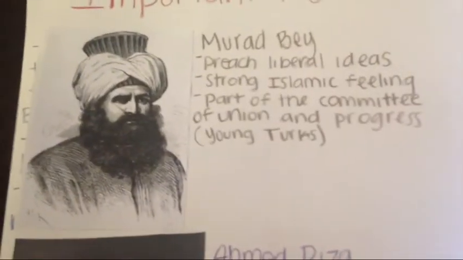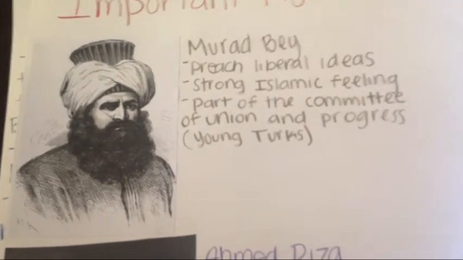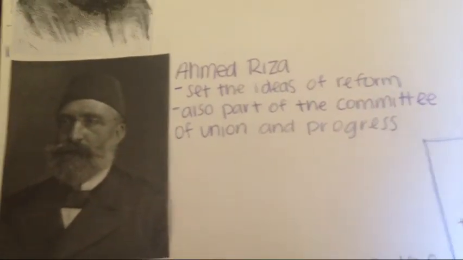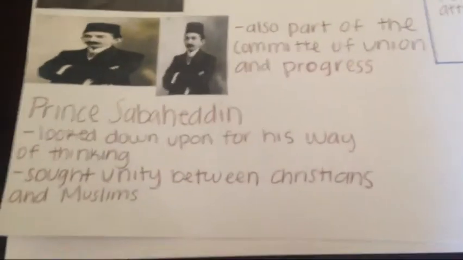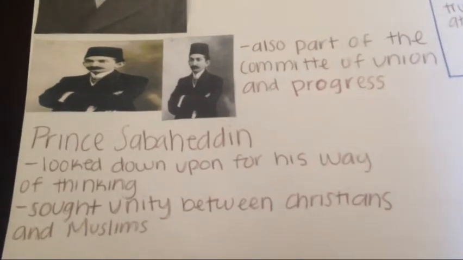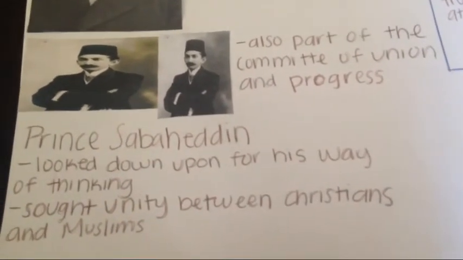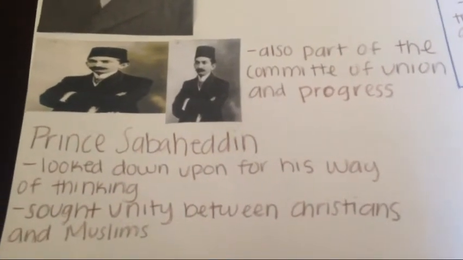Okay, Murad Bey preached liberal ideas with strong Islamic feeling and was a part of the Committee of Union and Progress. Ahmed Riza set the ideas of reform and was also a part of the Committee of Union and Progress. The prince was looked down upon for his way of thinking. He sought unity between Christians and Muslims, which was never sought before. He was also a part of the Committee of Union and Progress.